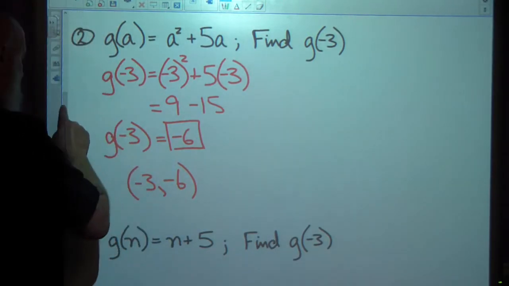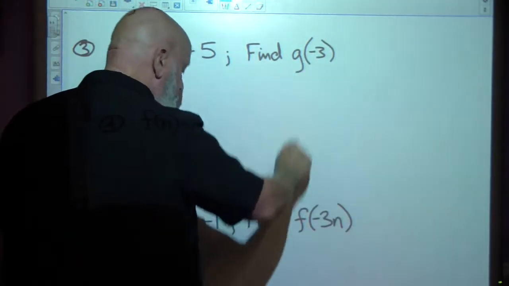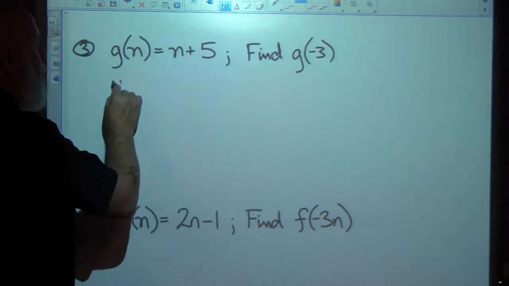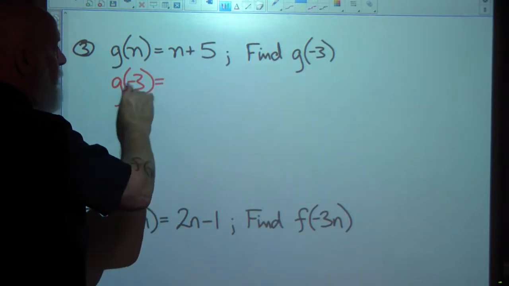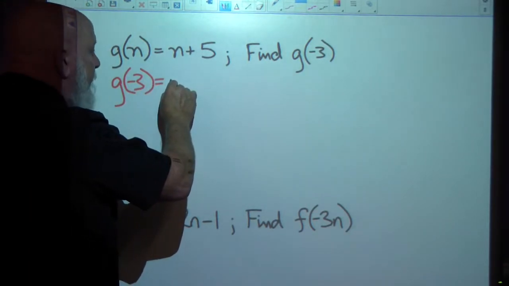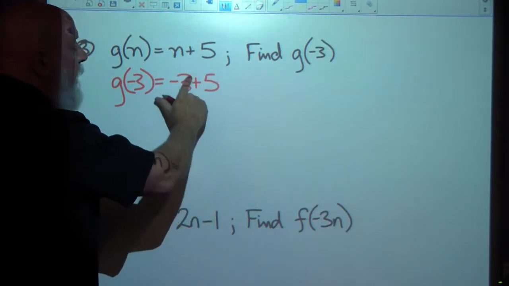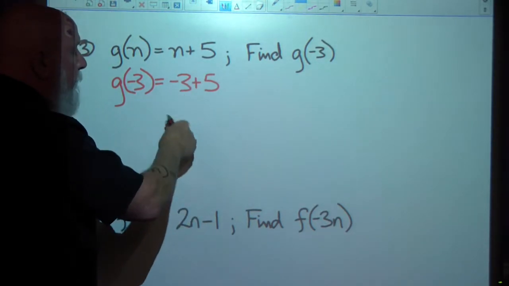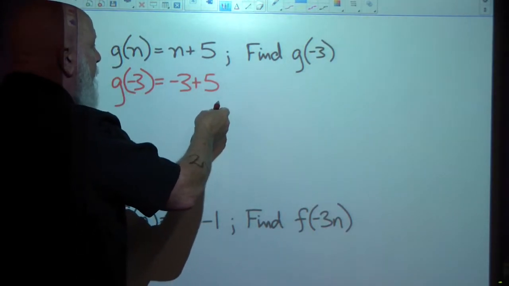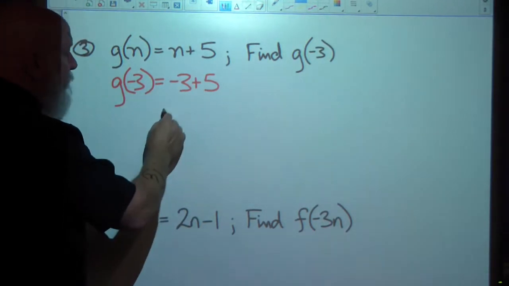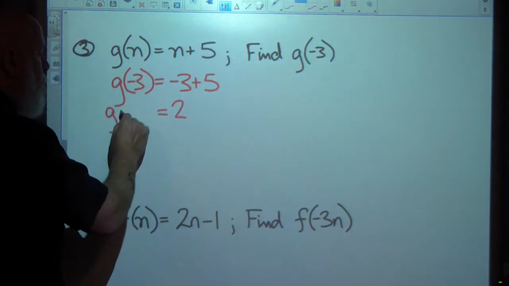Okay. Take a look at another. G of n is equal to n plus 5. Find g of negative 3. So I have g, instead of n, I've got negative 3. G of negative 3 is equal to negative 3 plus 5. Now, since I'm not multiplying anything by that negative 3 or squaring it, I don't need parentheses. You can put them around there, it won't hurt, but I don't need them. Now just perform these operations. Well, negative 3 plus 5 is 2. So g of negative 3 is 2.